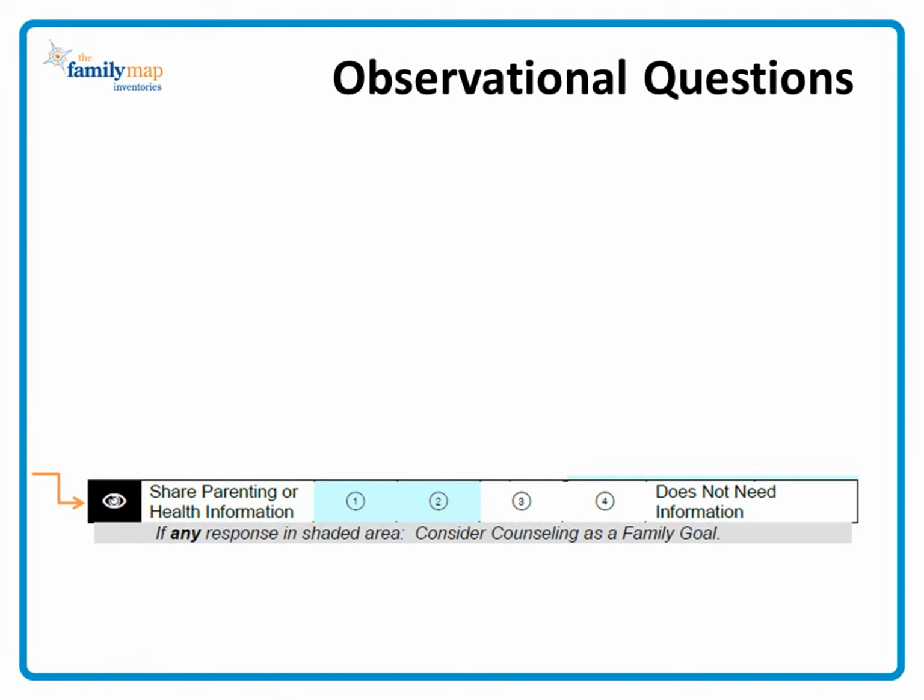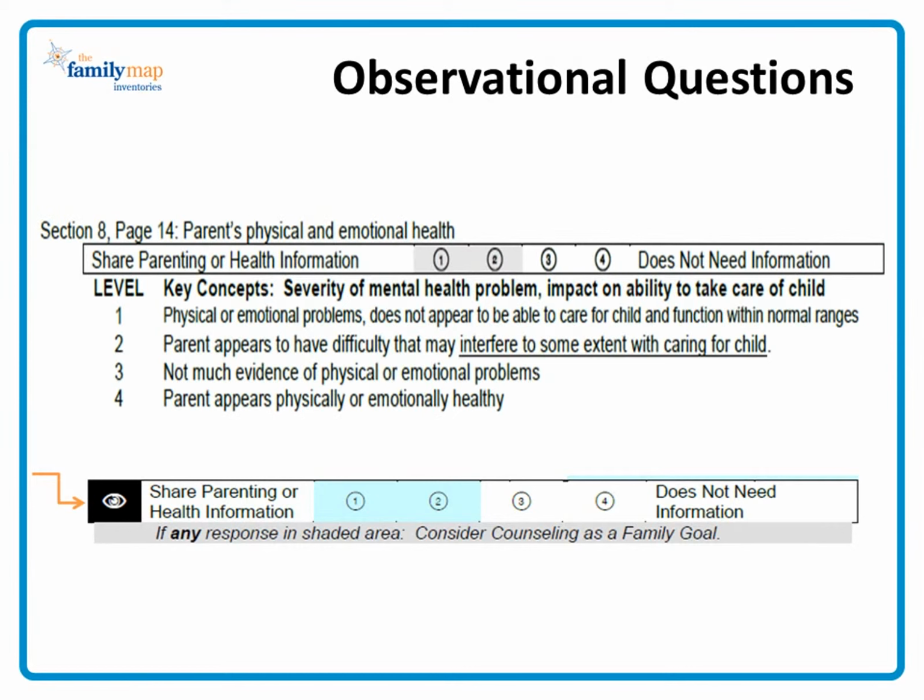The observation questions are identified with an eyeball icon. All observation questions are answered on a 1 through 4 rating scale. Your observational card defines the 1 through 4 scale. The coding looks like this. More information on the observational questions can be found in Unit 3 of your manual. We will look at this a little later in the webinar.